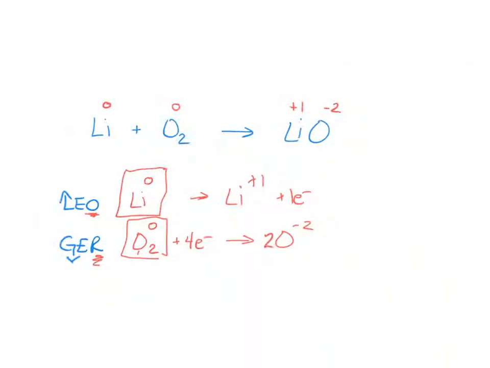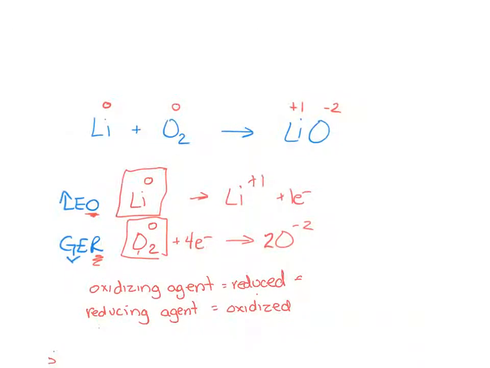Now we can talk about the 2 new vocabulary words, the oxidizing agent and the reducing agent. Alright, the oxidizing agent is the same as the substance or species, they're going to use that word species, that's being reduced. And we know that oxygen, O2, is being reduced, so the oxygen is the oxidizing agent. And the reducing agent is the thing that's being oxidized, and the thing that's being oxidized is the lithium.